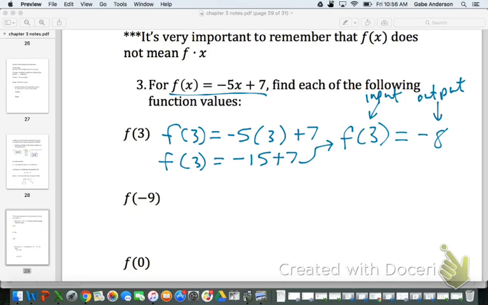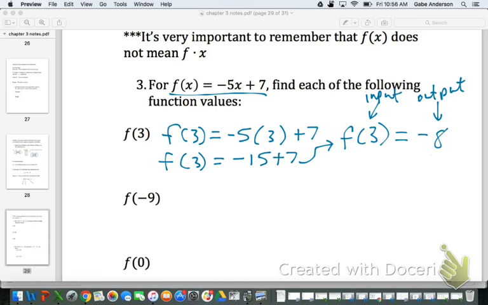Let me show you one other way to say this. If x is 3 means that y equals negative 8, couldn't we also write this like this? Isn't that the same thing? (x, y): when x is 3, y is negative 8. So this function notation is really just another way of writing a point on a graph as well. So at that point I've got my input, my output. My input is 3, my output is negative 8, and I would be done.